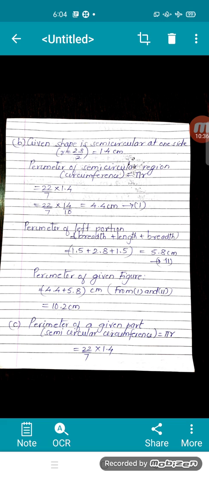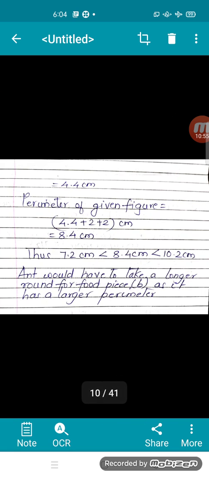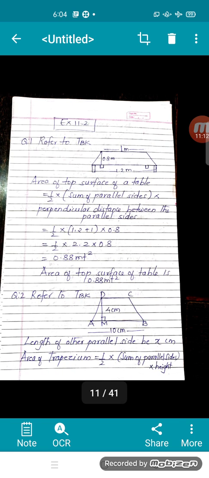Third, perimeter of the given part, semicircular circumference, is equal to pi r. 22 upon 7 into 1.4 is equal to 4.4 centimeter. Perimeter of the given figure is 4.4 plus 4 is equal to 8.4. So 7.2 is less than 8.4 is less than 10.2 centimeter. The ant would have to take a longer round for food piece B as it has a larger perimeter. Please write the answer. Now we go to exercise 11.2.